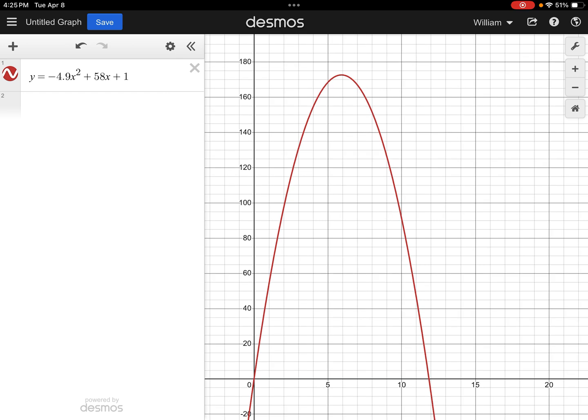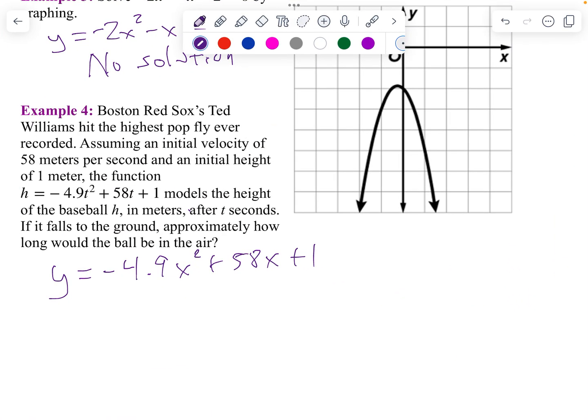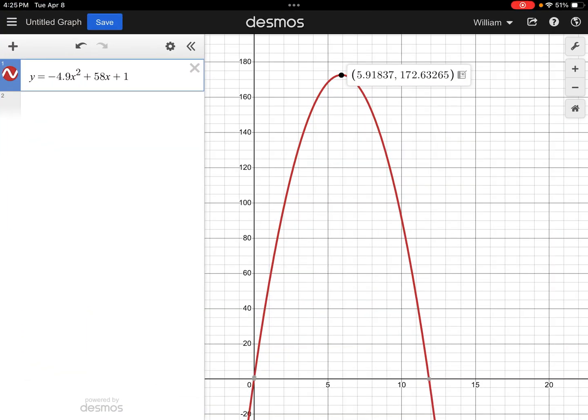Now, I'm not concerned about the height. However, it's kind of interesting. The ball hit a height of about 172.6 feet. Pretty sure this was in feet. No, meters. 172 meters. But what I'm concerned about is, how long was the ball in the air? It hit the ground after about 11.9 seconds, didn't it?